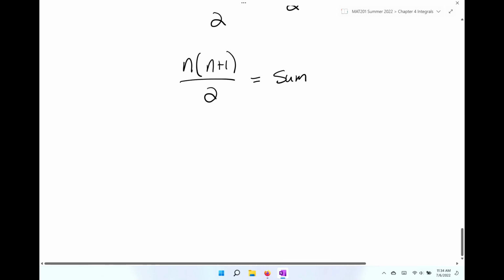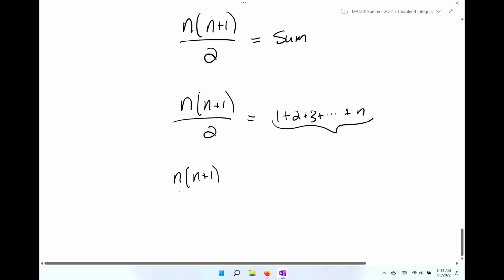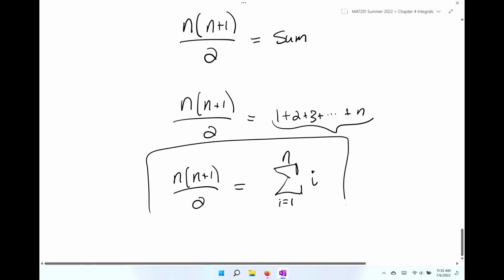And if you remember, we defined our sum as 1 plus 2 plus 3 all the way up to the letter n. And this is just a very long, drawn-out way of writing the summation of i equals 1 to n of i. And that is one of the formulas that we would actually use when we evaluate integrals using algebra.